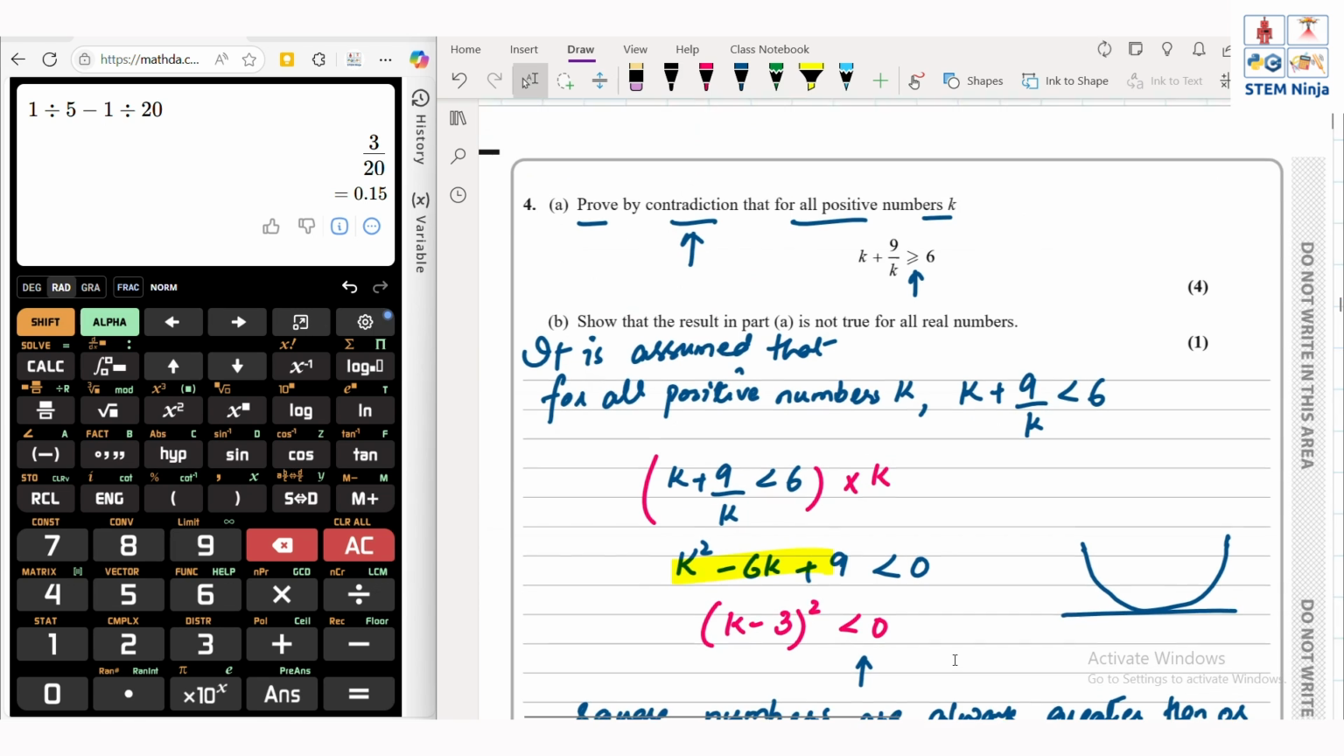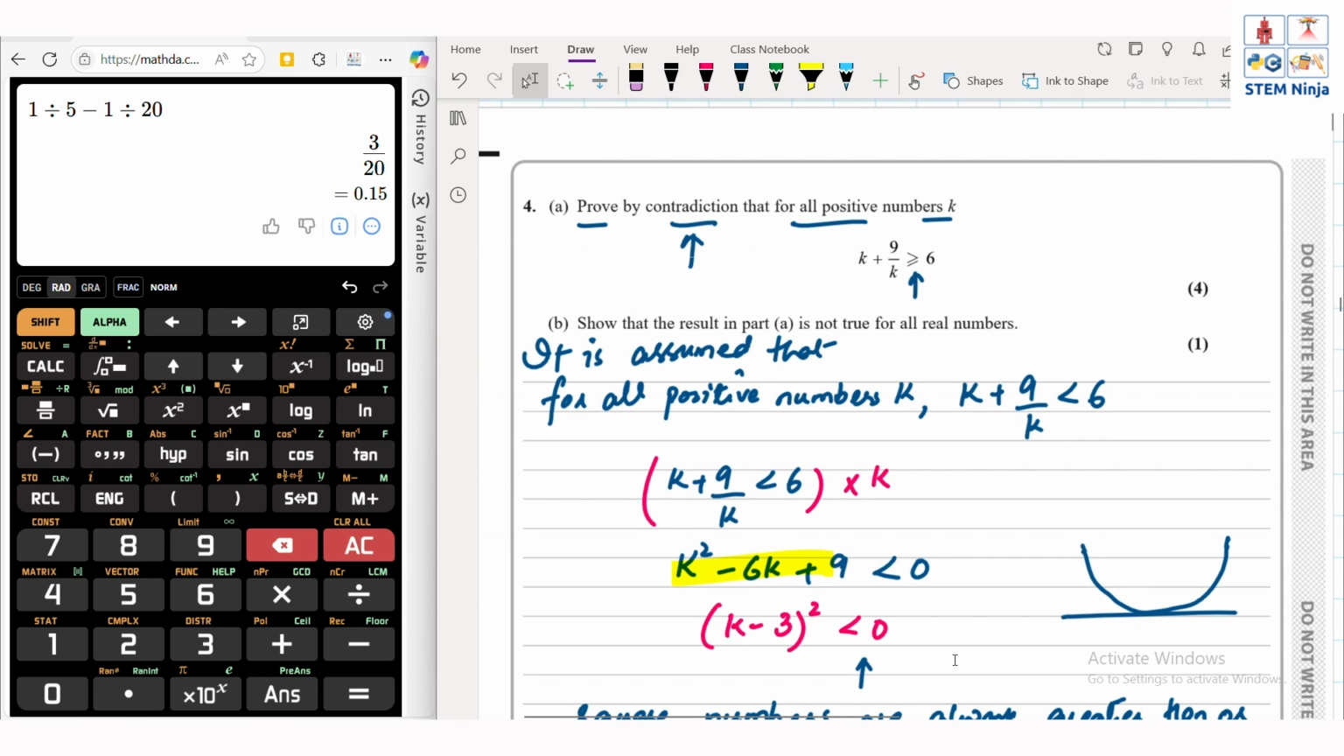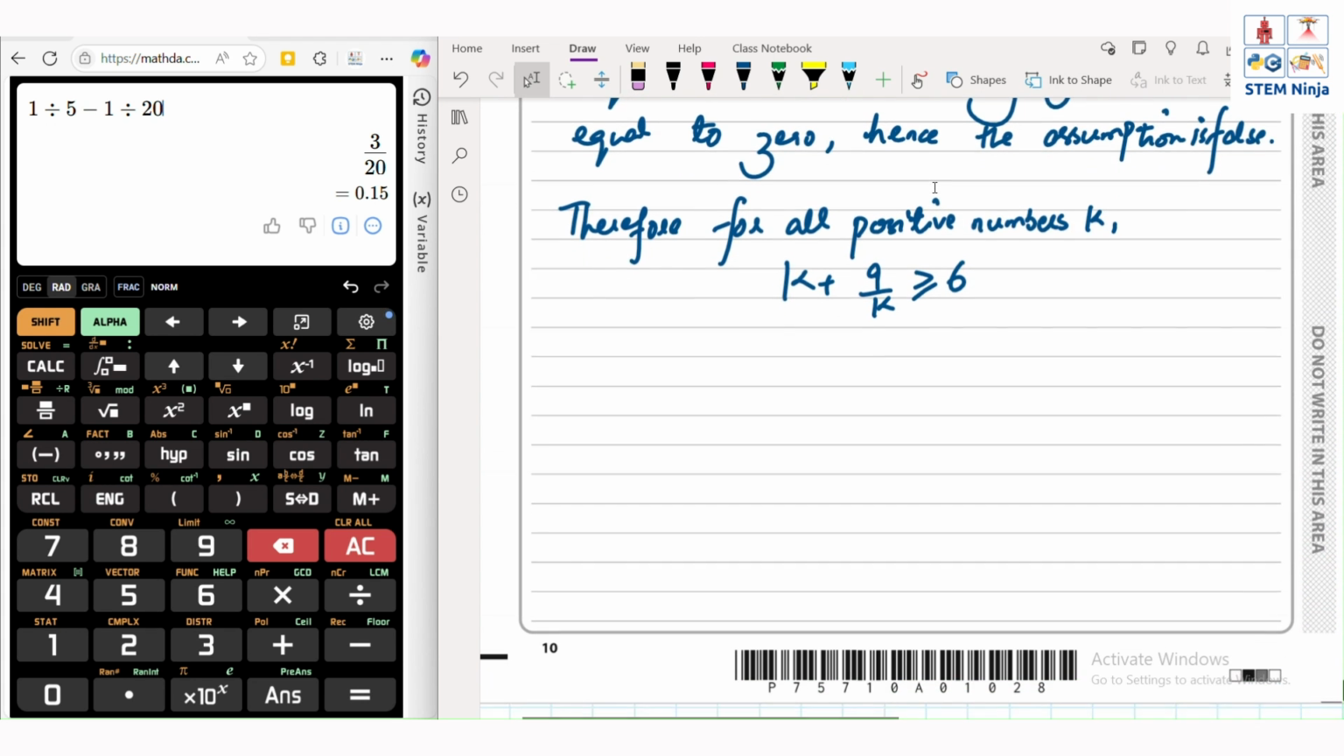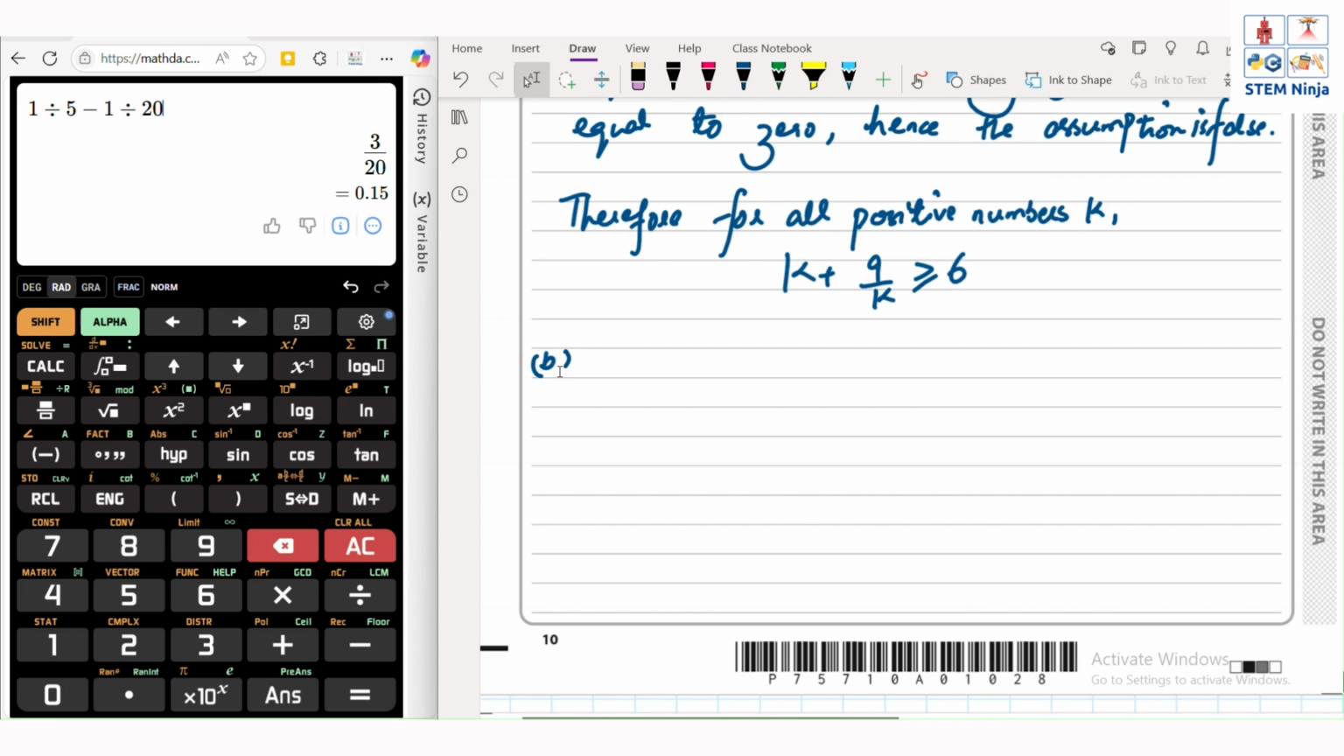Oh, sorry. No. Show that the result in part A is not true for all real numbers. So in the A part, we said k was positive numbers. So k was a positive number. Not all real numbers means why is it not suitable for negative numbers. So if k is less than 0, 1 over k would still be less than 0. However, it would be larger in magnitude, but it would be a larger number. Magnitude-wise, it would be larger.